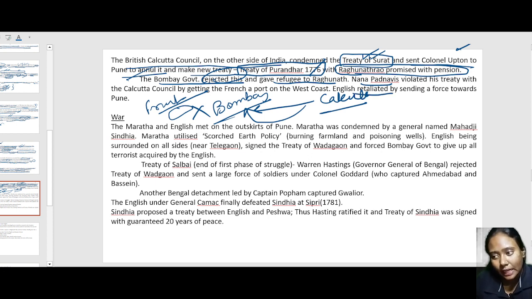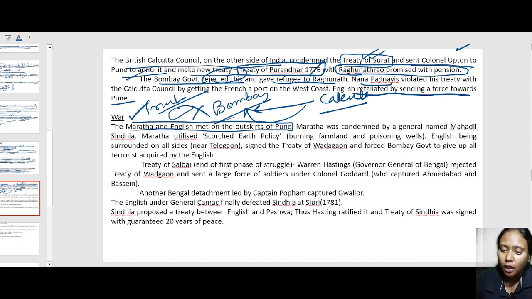Naturally, the English retaliated by sending a force towards Pune. Now, how was the course of the war? The Marathas and the English met on the outskirts of Pune. The Marathas were led by a general named Mahadji Shinde.